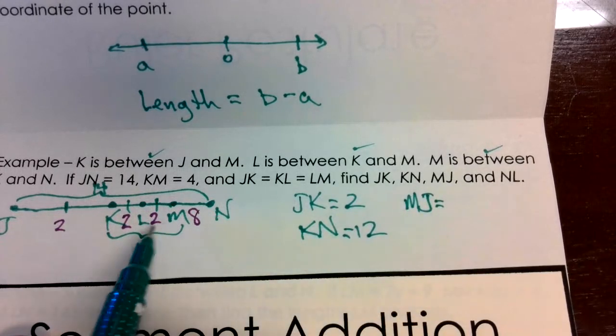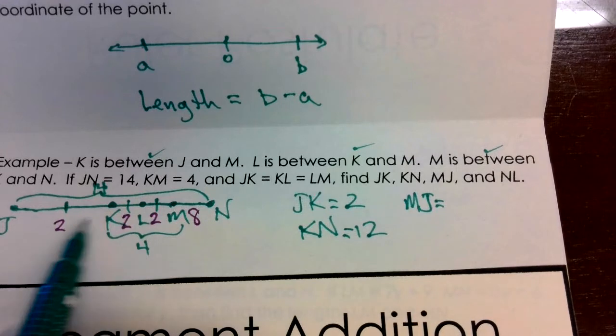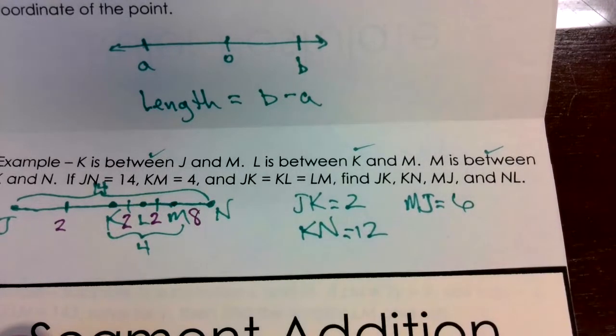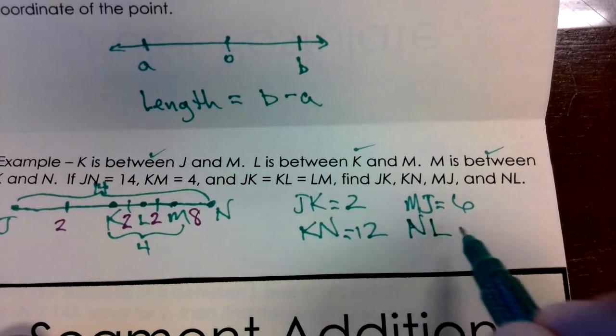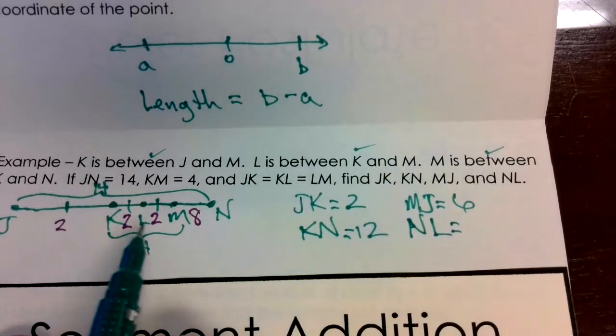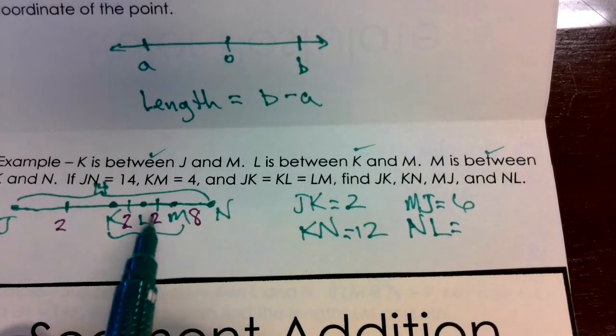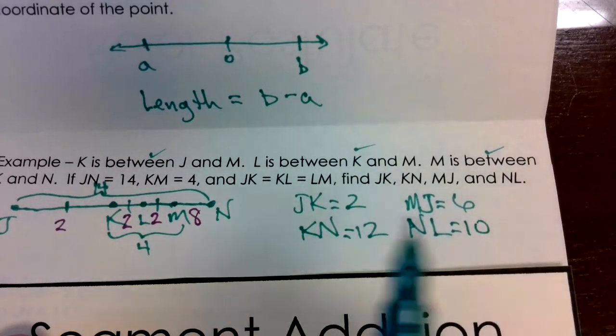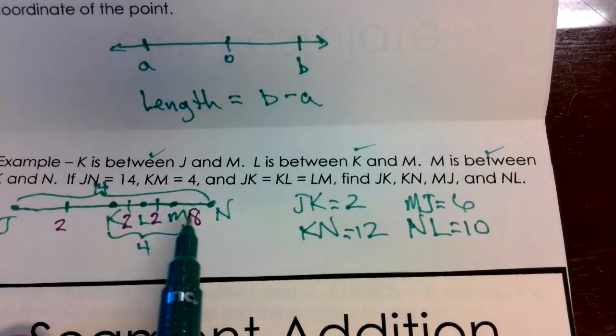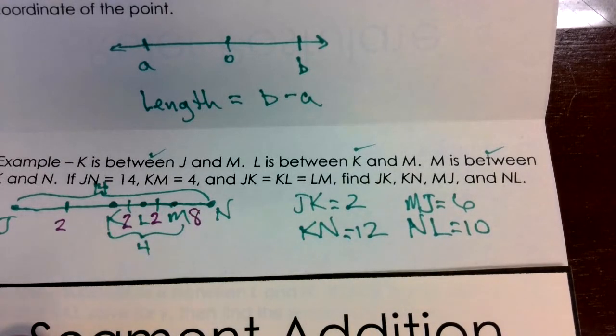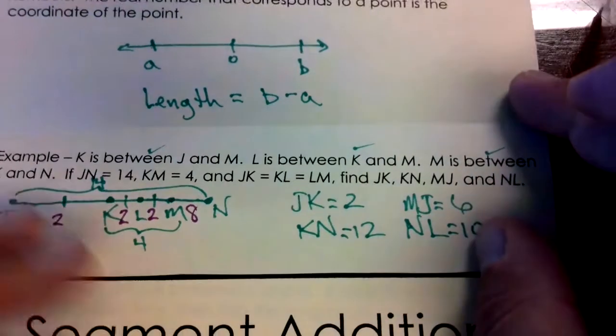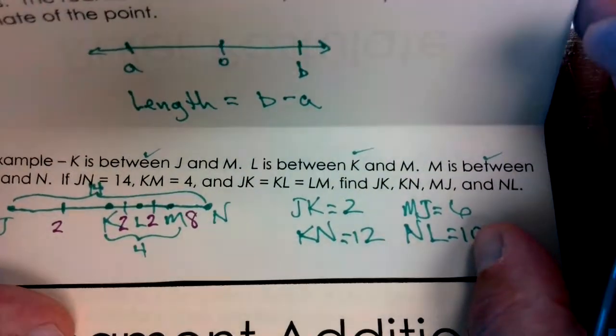MJ, I add up all the pieces from M to J, 2 and 2 and 2. 6. And NL, go from N to L, 8 and 2. That's 10. It's way easier to make sure all these bits are labeled first and then just add up the pieces as we go along. And that's the ruler postulate.